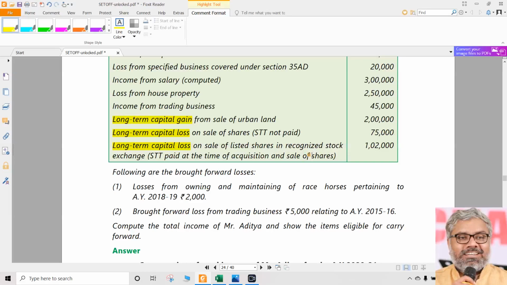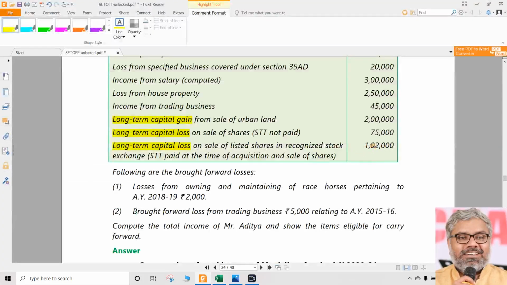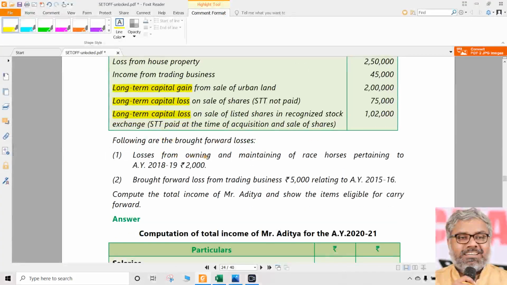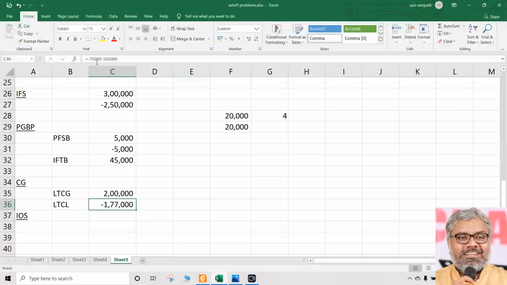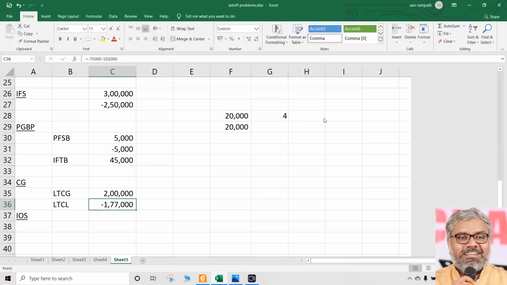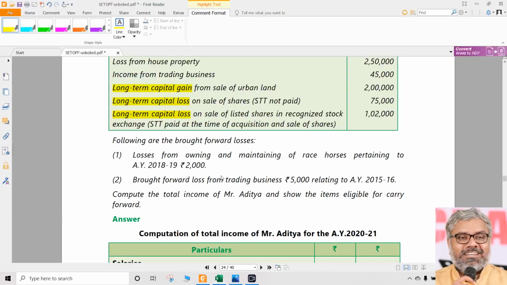Otherwise, normally just simple provisions are applicable. Long-term capital loss can be set off against long-term capital gain irrespective of whatever that loss is. That loss could be anything, inclusive of this sale of listed shares. These are the points to be noted here. Then we have losses arising. So both of them we have taken. Long-term capital loss included 75,000 as well as 1,02,000. Both are included there.